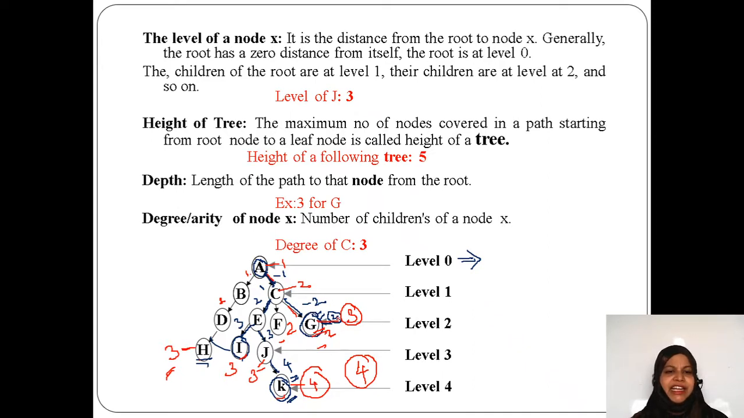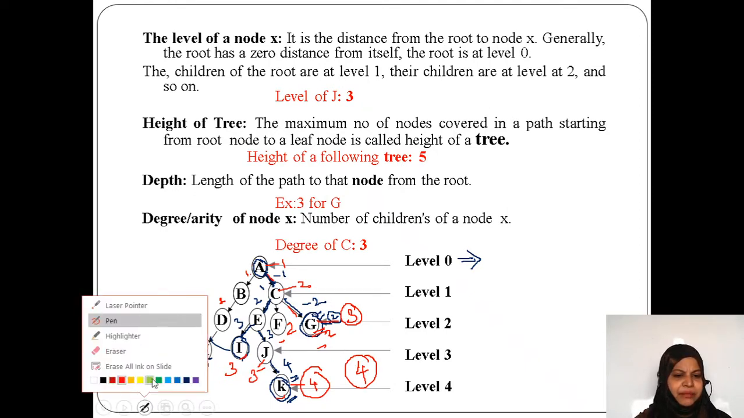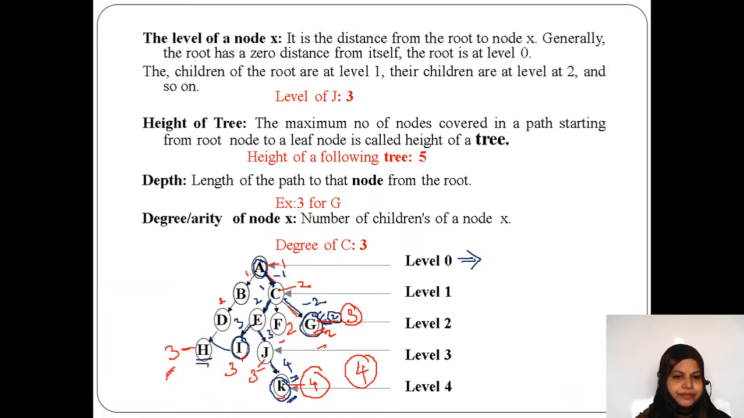Next one is the degree of a node. Degree of a node is the number of its children. Number of its children is known as the degree of the node. For example, for this node A, what is the degree? For this node A, how many children are there? 2 children, B comma C. So the degree of A is 2.